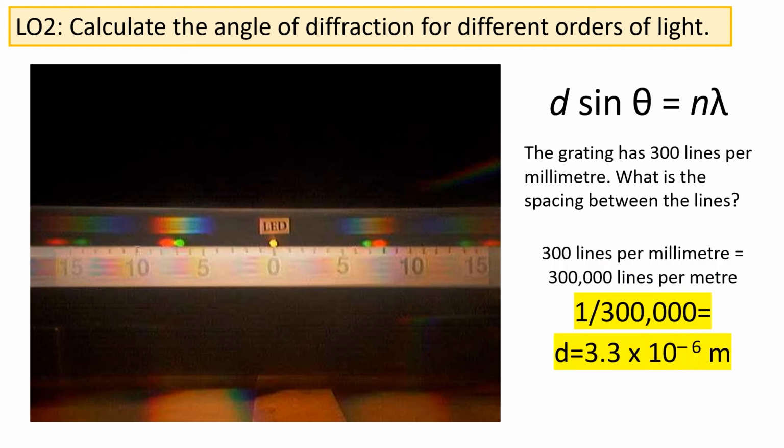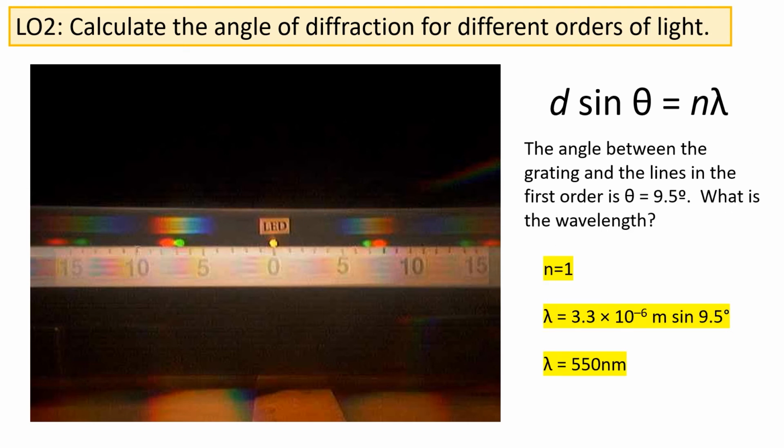Next up, we're looking to calculate the spacing between the lines on the diffraction grating. The first thing to realise is that 300 lines per millimetre is equivalent to 300,000 lines per metre. To calculate the value d, all we need to do is do 1 over this 300,000, and we get that d is equal to 3.3 times 10 to the minus 6 metres.